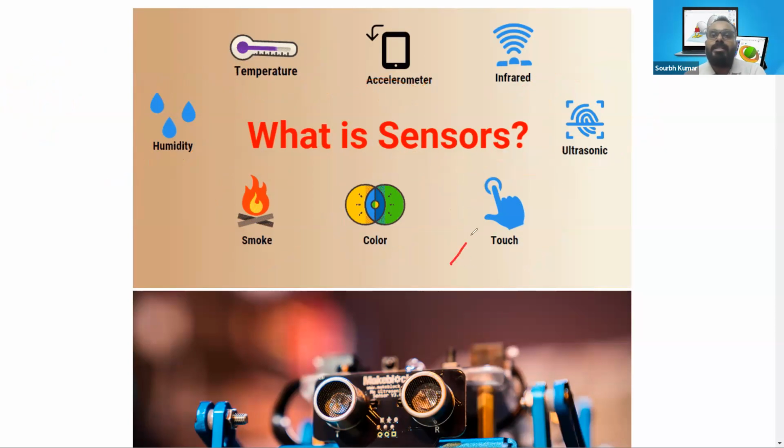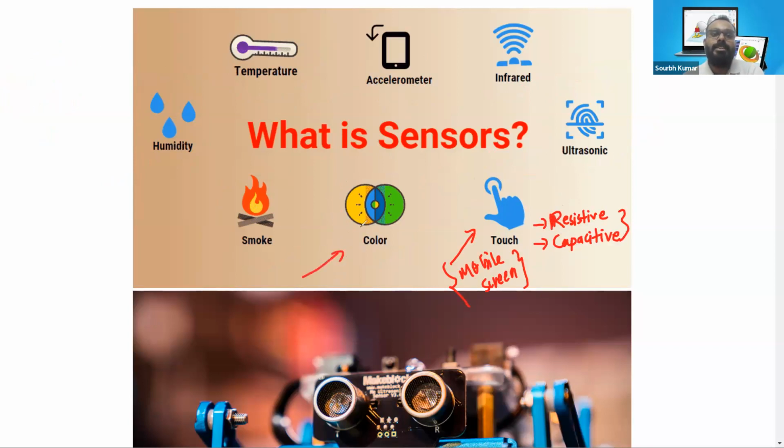Like the touch sensor, you have the touch sensor in your mobile phone screen. Each and every person has a mobile phone or smartphone. And in the smartphone, we have the touch sensor, and touch comes in two varieties. One is the resistive type, and the second one is the capacitive type. I will explain these two terms in a later chapter, but for now let's move on to the other sensors.